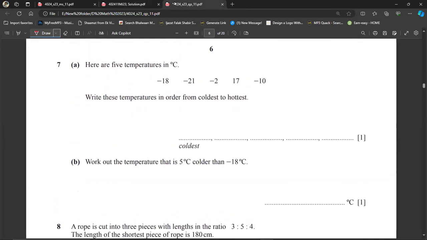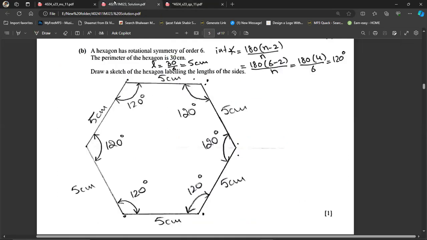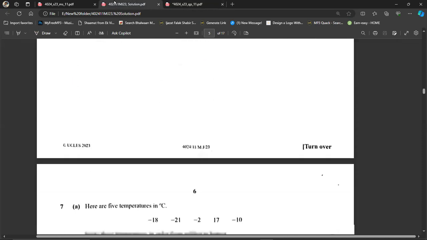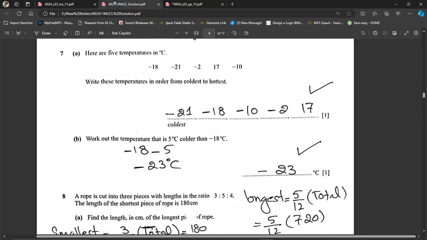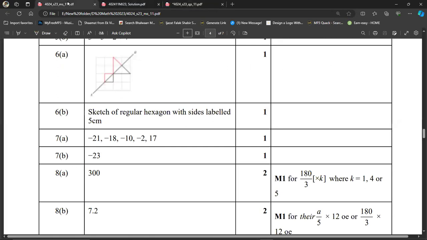Question number 7. He says, here are 5 temperatures in degrees centigrade: minus 18, minus 21, minus 2, 17, minus 10. Write these temperatures in order from the coldest to the hottest. So the coldest temperature here is minus 21, then minus 18, then minus 10, then minus 2, and then 17. Coldest to hottest: minus 21, minus 18, minus 10, minus 2, and 17.